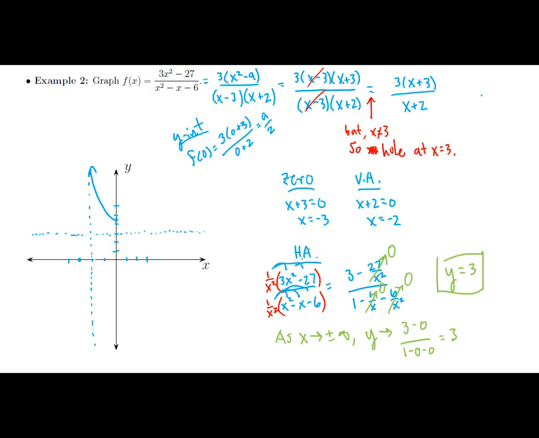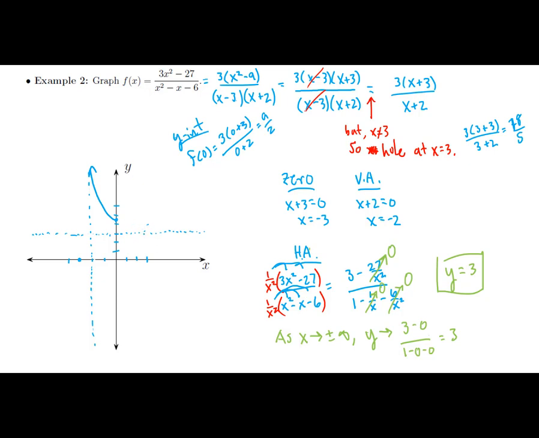So for my hole here, I'm going to say 3 times 3 plus 3 divided by 3 plus 2. Okay, so what's that? Excuse me, that's 18 over 5. So what is that? That's 3.6. So here's 3.6. That means this is about where the graph would have been. So that's exactly where I'm going to place my hole.